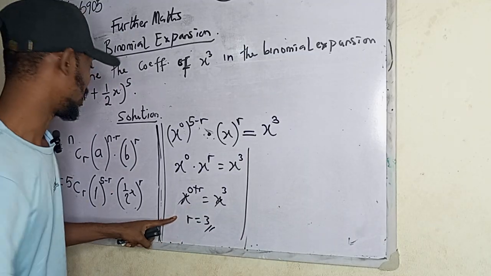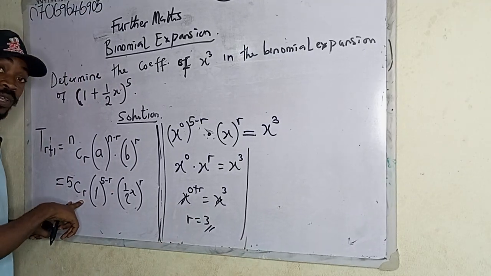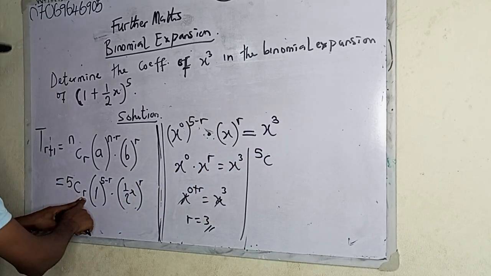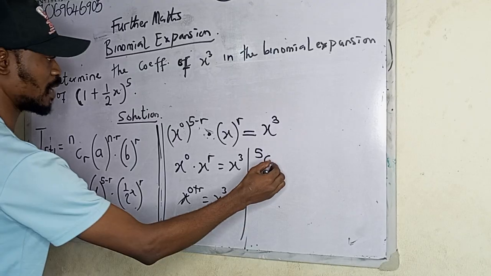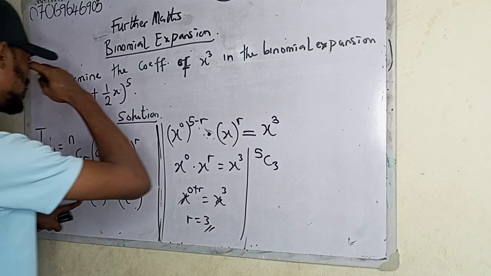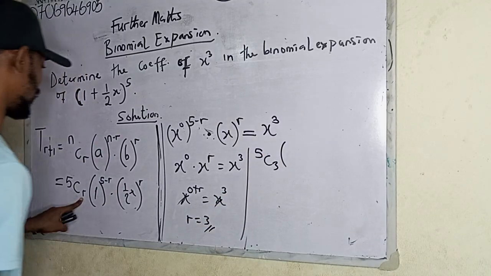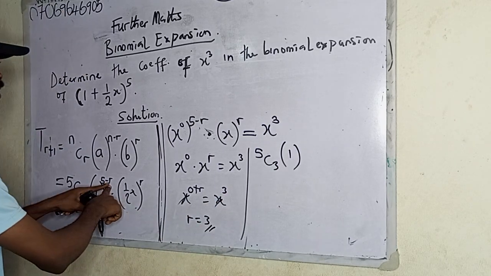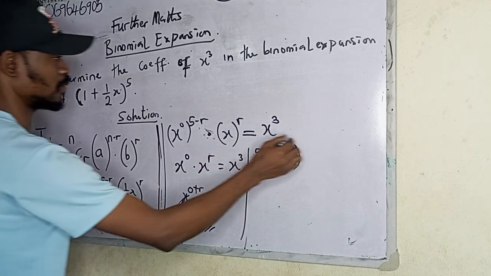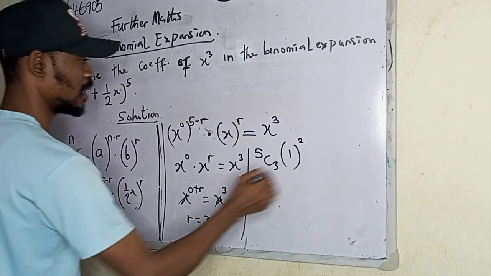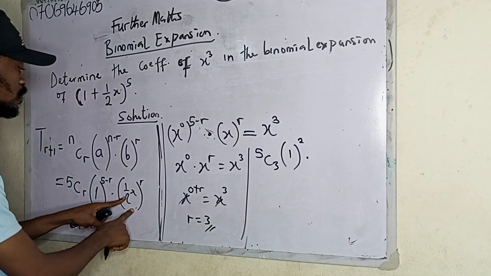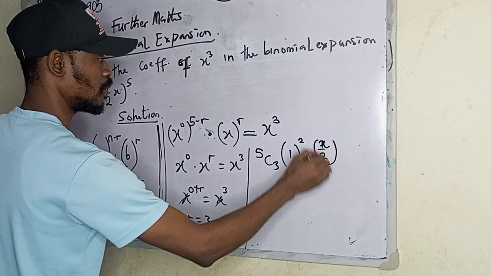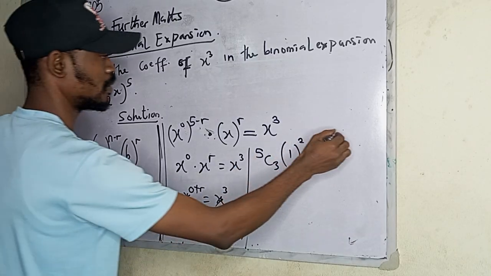So we just go back to the original expression here and plug in our r. So we have 5 combination 3. If you press the calculator, that should be 10, I think. And then there's 1 here, right? 1 raised to power 5 minus r, that's 5 minus 3, which gives us 2. Then times 1 all over 2, or just x over 2, all raised to power r, which is 3.